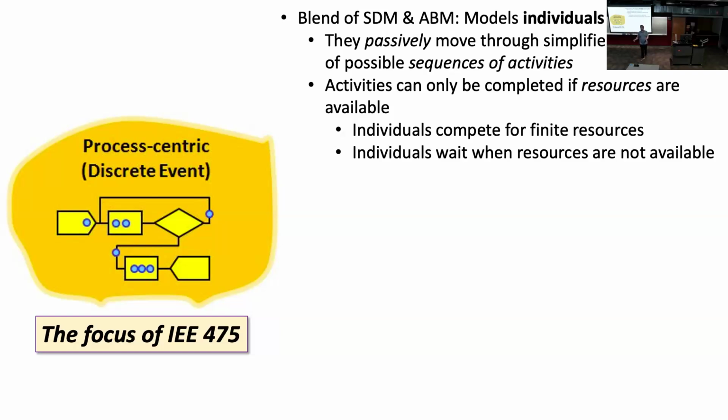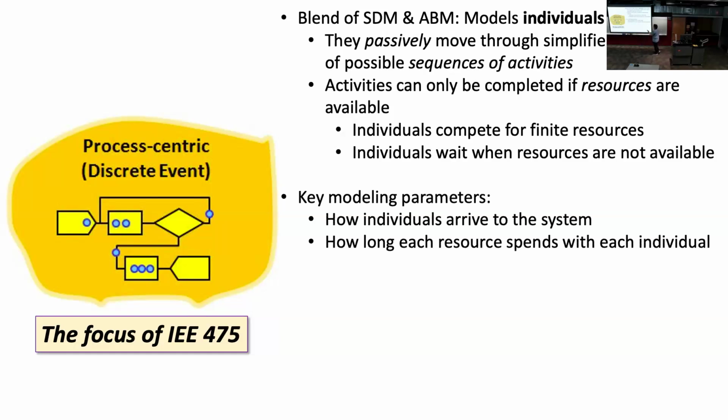So you write the logic differently. In animal behavior, we have something called an Umwelt, which is like the sensory experience of the animal. You don't write the programming from the sensory experience of the agent. You write the programming from the perspective of the process that the agents are sitting in, as if there's some sort of machine that is moving the individuals around from process to process. And so the key modeling parameters are how those passive individuals arrive to the system and how long each resource spends with each individual.